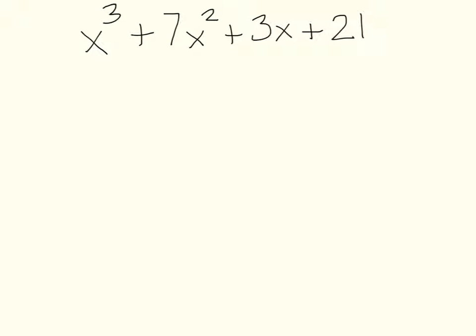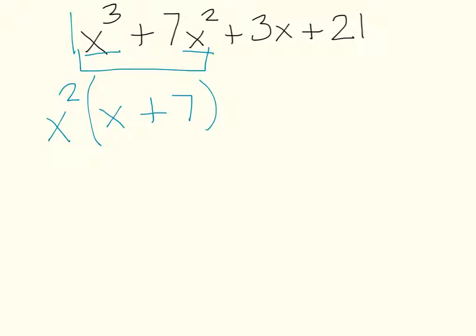So here I have x cubed plus 7x squared plus 3x plus 21. So let's group my first 2 terms together and let's see what they have in common. So this one just has a 1 in front, so they don't really have a number that I can pull out other than 1. But let's check out their x's. I have an x cubed and an x squared. So their greatest common factor, the most that they have in common, is x squared. So that would leave me with an x plus 7.